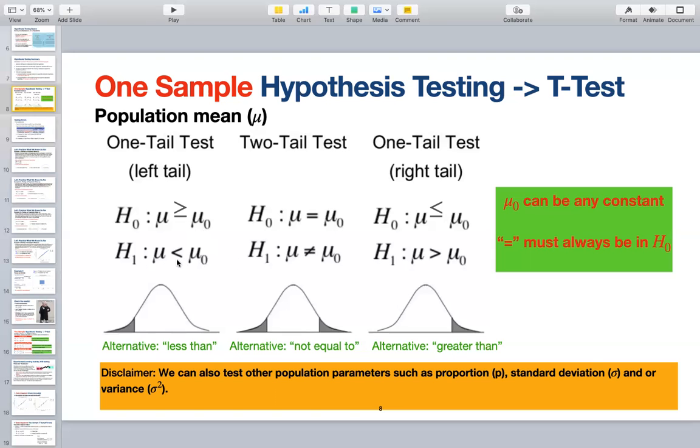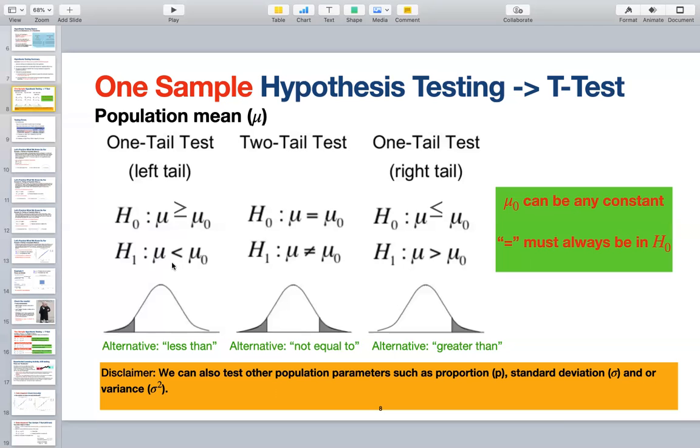The alternative hypothesis sign can be less than, right? If your alternative hypothesis is less than, for example, you're claiming that your population mean is less than a constant, then your sign in the null hypothesis should be just the other way around. And it must include equality in the null hypothesis, all right? We don't put equality in the alternative hypothesis, we put it in the null hypothesis. That is one important feature of hypothesis testing. Again, the first stage is to correctly put together the null hypothesis and alternative hypothesis, all right?